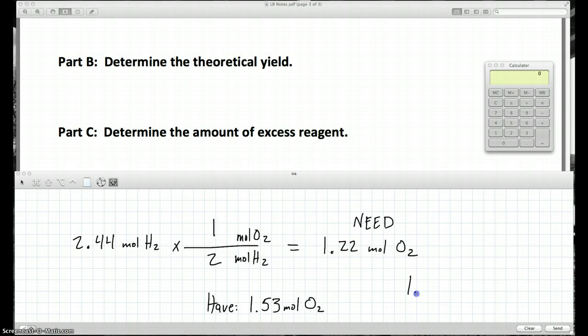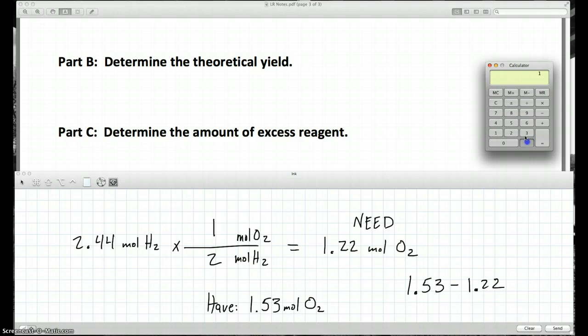If I do 1.53 minus 1.22, I get 0.31 moles of O2. So that is how much leftovers I'm going to have, and that's my final answer. That's the amount of excess reagent that will be left over after this reaction occurs.